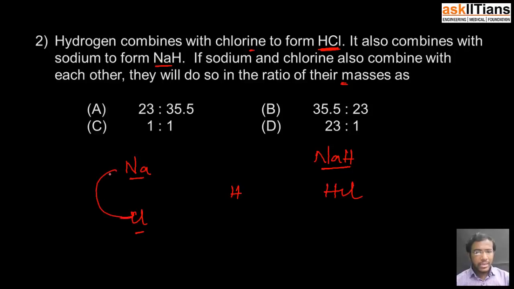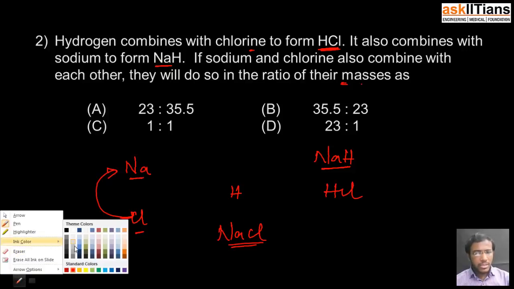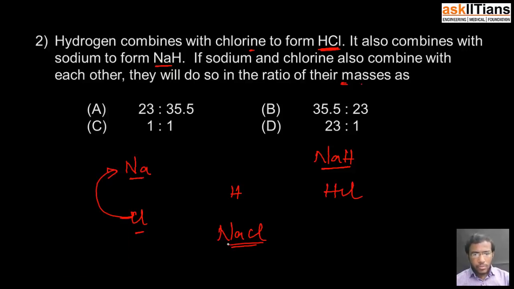So Na and Cl also combine with each other and form the compound NaCl. In the NaCl compound, one atom of sodium is combining with one atom of chlorine. Okay. Here the question is about the masses. So what is the mass of 1 mole of sodium? It equals its atomic weight, 23. The chlorine is 35.5. So 23 is to 35.5.